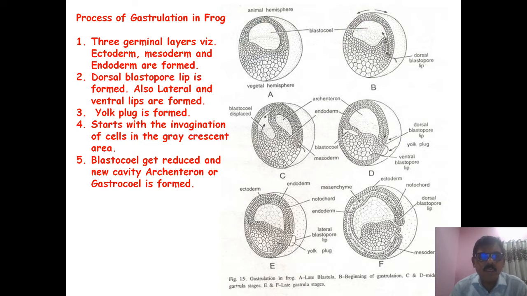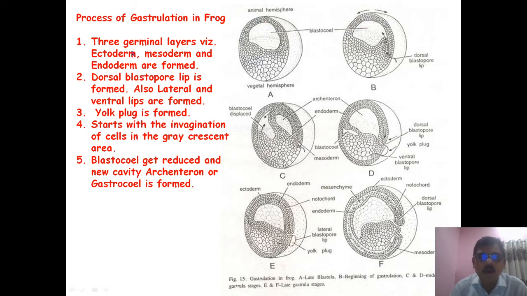Today we'll discuss the process of gastrulation in frog. In last class, we have discussed the different morphogenic movements during the process of gastrulation in frog, that are involution, invagination, migration, epiboly, emboly, and convergent extension. All these processes occur one by one or in a synchronized way to convert the blastula into the gastrula.